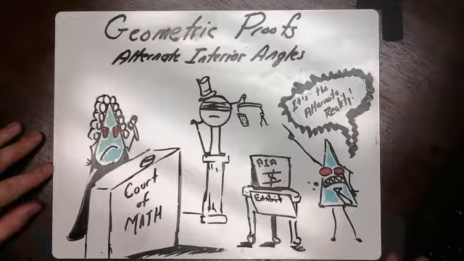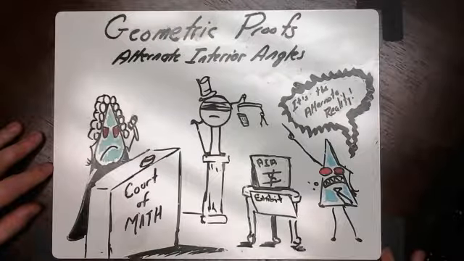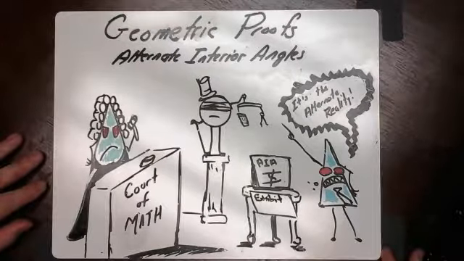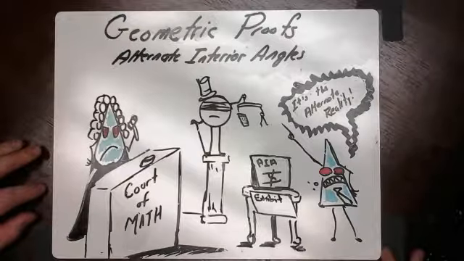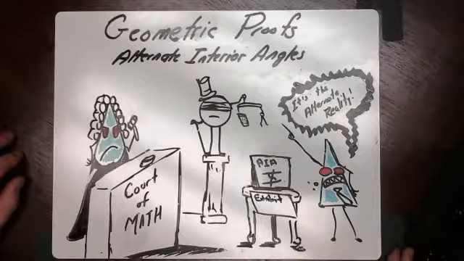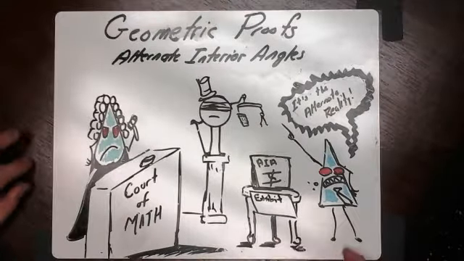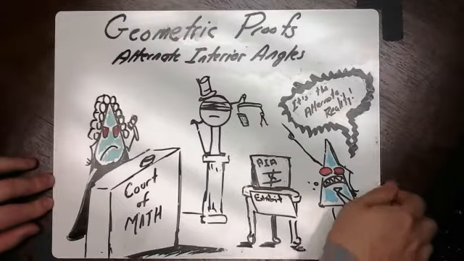So first we're going to talk about congruency. We're going to talk about how we prove triangles are congruent. Then we're going to look at the definition of alternate interior angles. And then we're going to do two proofs involving alternate interior angles. So let's take a look.